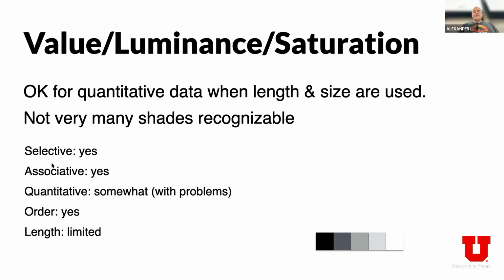Okay, value, luminance, and saturation are okay for quantitative data when length and size are used, but we tend to not be able to recognize all that many shapes. So the range here is limited, and it's also slightly tricky in terms of reading quantitative values. Remember the lecture on perception when I showed you all of these issues, that neighboring colors influence each other, like our perception of where things are at the top or at the bottom influence each other, right? So value, luminance, and saturation are reasonable if you have to use them, but they're not necessarily the best choice.